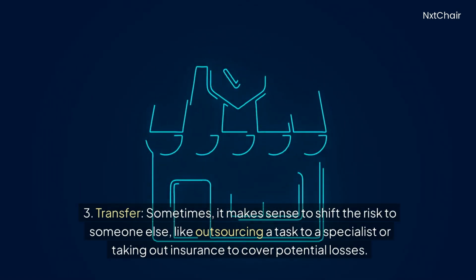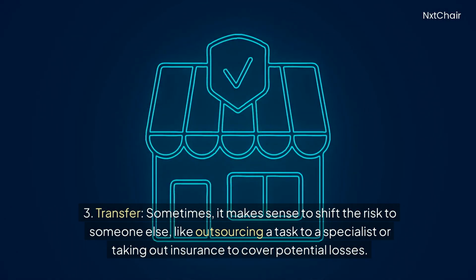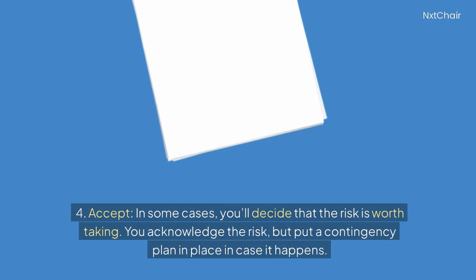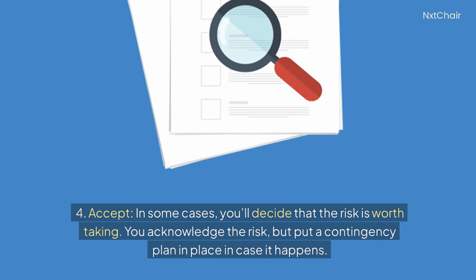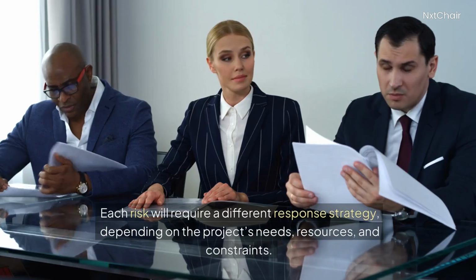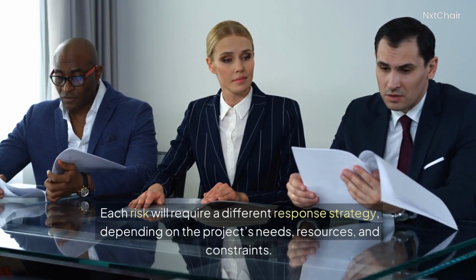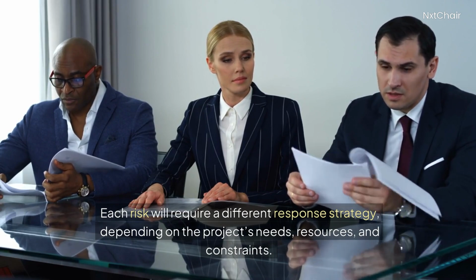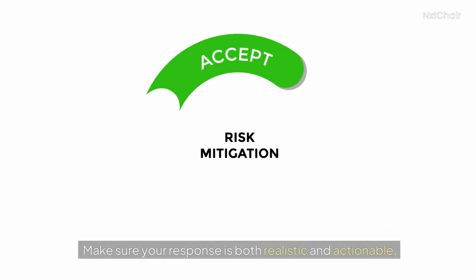Sometimes, it makes sense to shift the risk to someone else, like outsourcing a task to a specialist or taking out insurance to cover potential losses. 4. Accept. In some cases, you'll decide that the risk is worth taking. You acknowledge the risk, but put a contingency plan in place in case it happens. Each risk will require a different response strategy, depending on the project's needs, resources, and constraints. Make sure your response is both realistic and actionable.